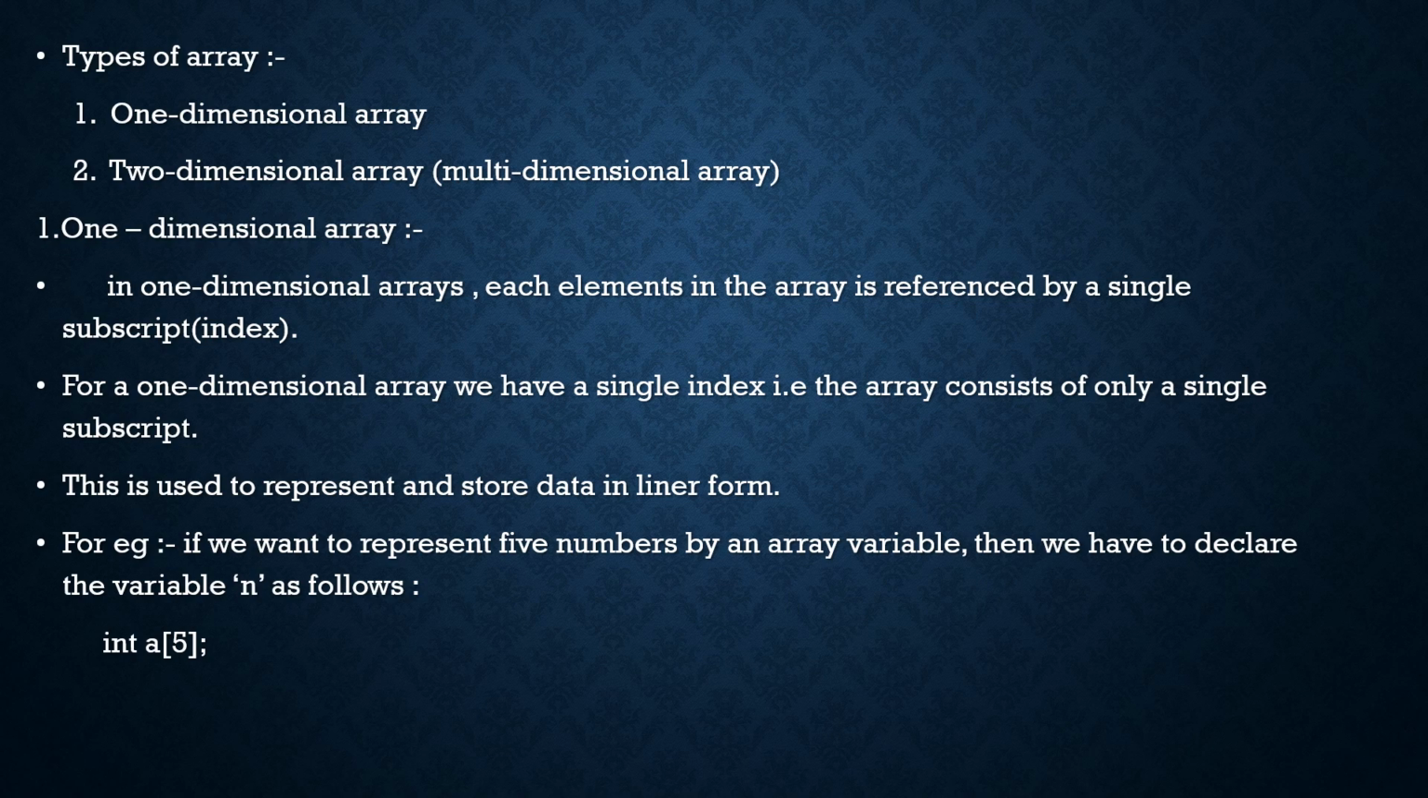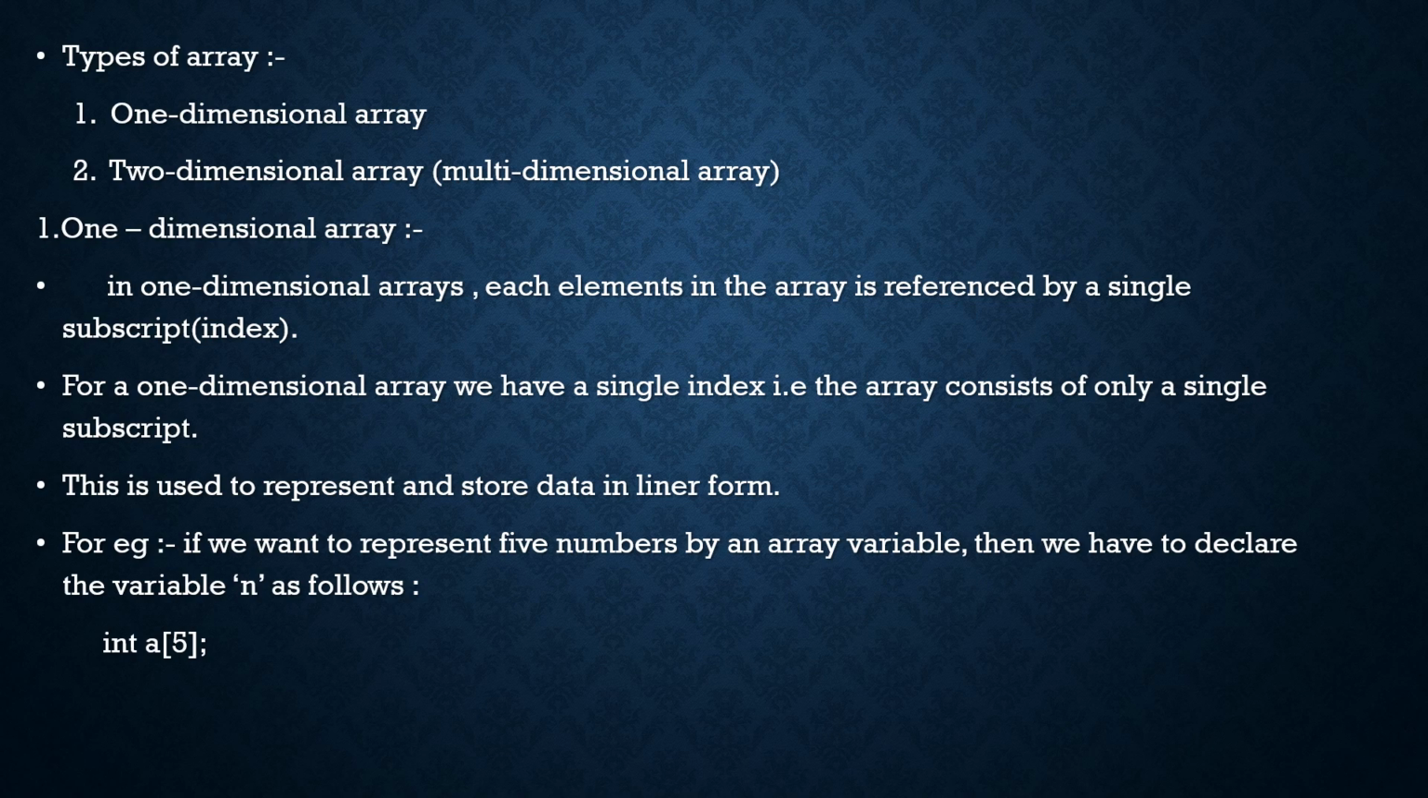This is used to represent and store data in linear form. Whenever we need to store data in linear form, we use a one dimension array only. For example, if we want to express five numbers by an array variable, then we have to declare the variable as follows, that is, int a of 5.